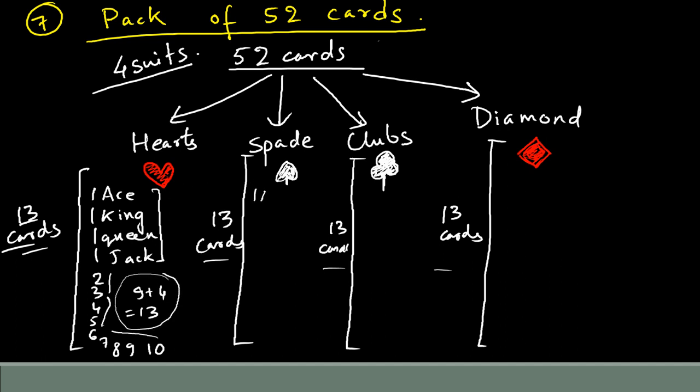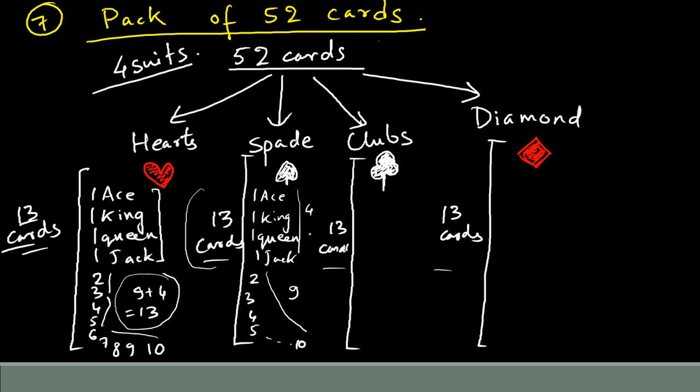Similarly for spade you will get one ace, one king, one queen, one jack. Similarly, simple number cards from 2, 3, 4, 5 up till 10. So here you will get 9 cards, here you get 4 cards, same like hearts. So 9 plus 4, 13. Similarly for clubs, 13. Similarly for diamond, 13.